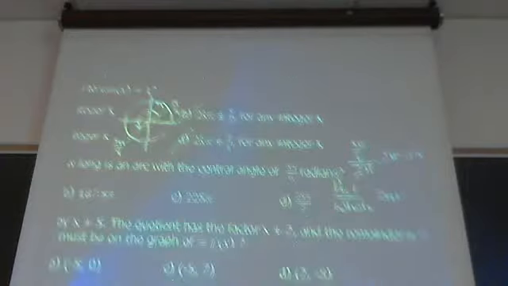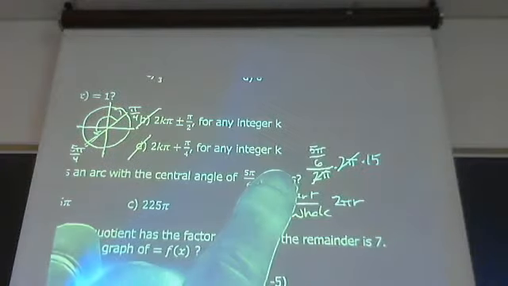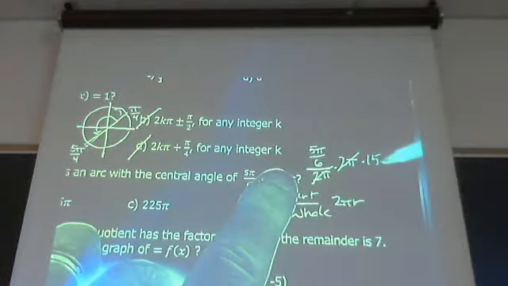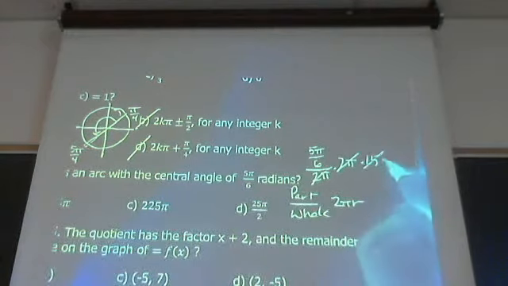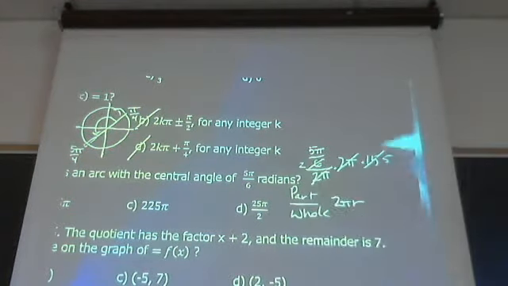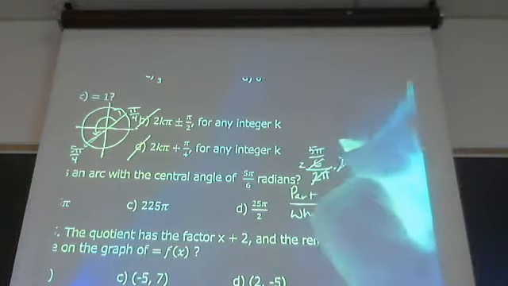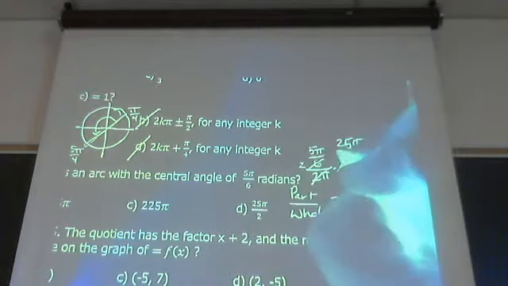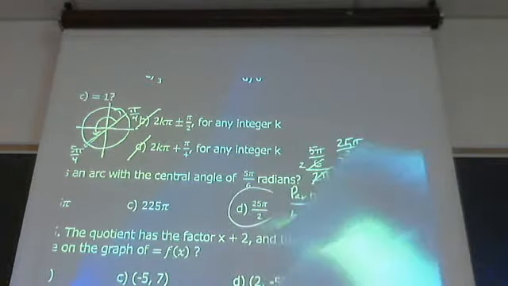Obviously, these 2 pi's are going to be canceling out, so we really need 15 times 5 pi over 6. 3 obviously goes into that 5 times, and 3 goes into that twice. So 5 times 5 makes 25 pi over 2. And 25 pi over 2 is choice D.